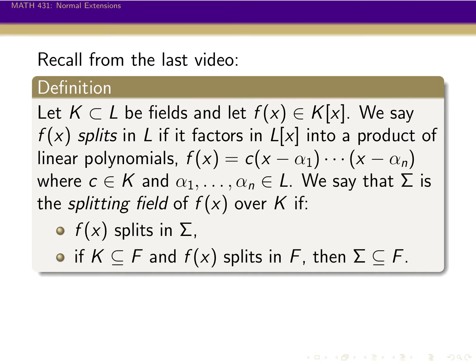Then from there we can define a splitting field, and so we'll say that sigma is the splitting field of f of x over K if f of x splits in sigma, and that sigma really is the smallest field that f of x splits in over K. And so the way that we express that is if F is some field over K where f of x also splits, then sigma must be a subfield of F. And a consequence of this last one is that sigma is going to be equal to K adjoin alpha 1 through alpha n, where alpha 1 through alpha n are the roots of f of x. Okay, and so that's what sigma has to be.